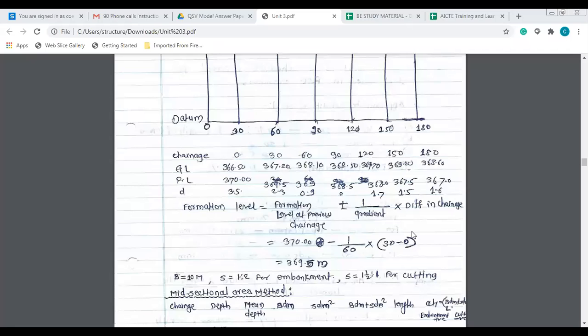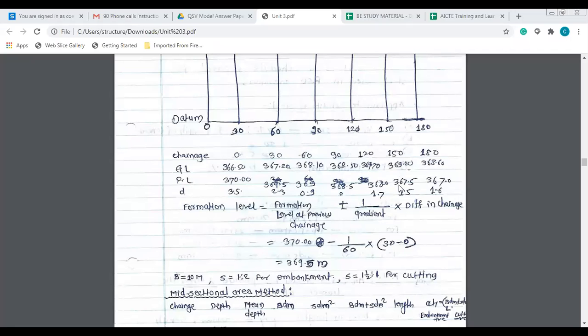Okay, we'll check the calculations. At 30 meter, it is 369.5. At 60 meter, it is 369. Please check the calculations, whether I am also having the wrong calculations. Then at 90, it is 368.5. At 120, it is 368.